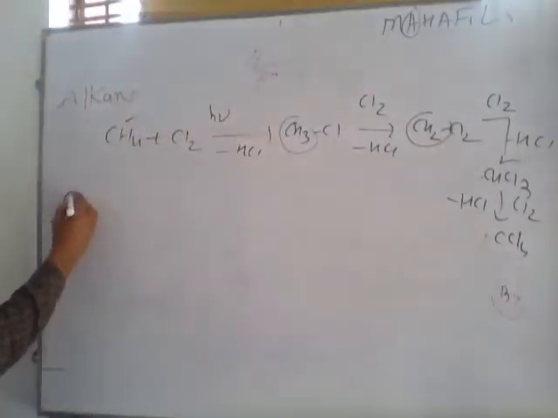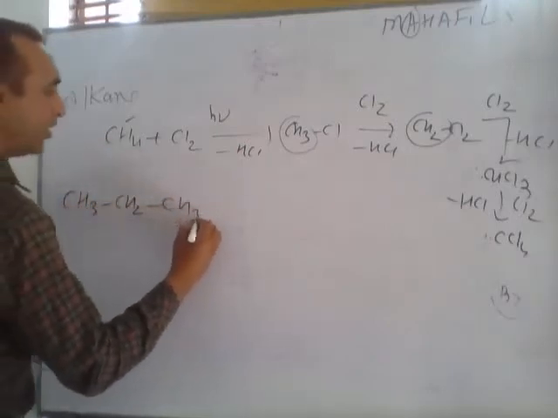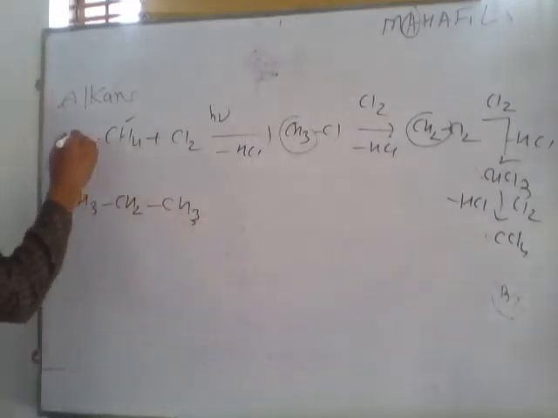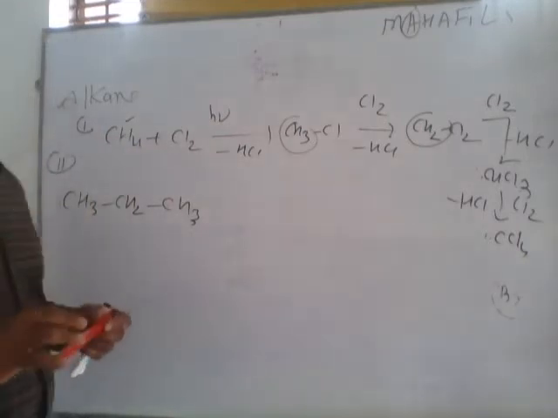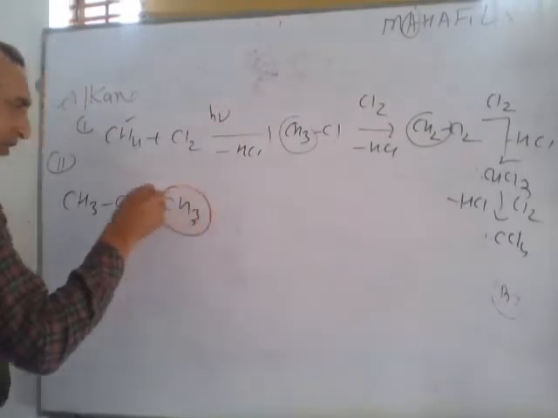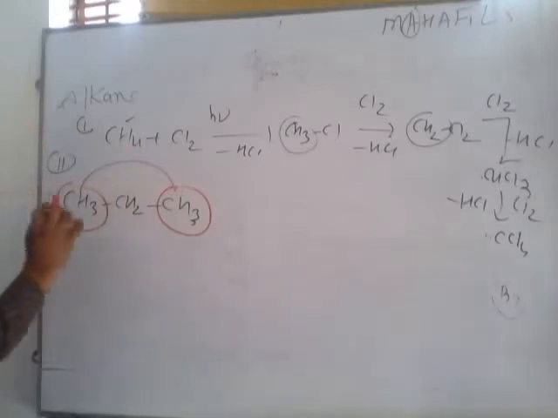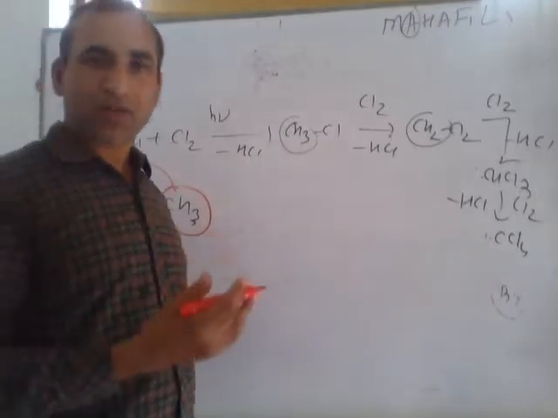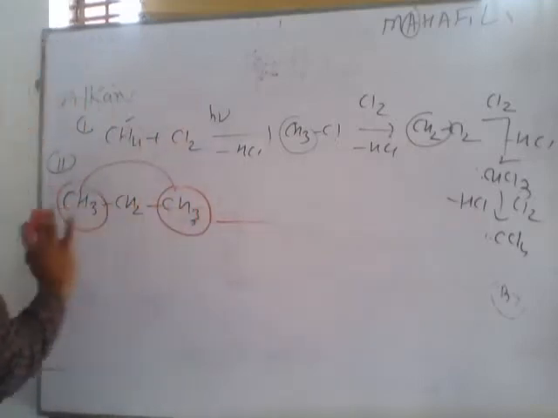If we use a larger alkane, CH3, CH2, CH3, its name is propane. This is alkane, propane. In propane, how many sets of equivalent hydrogen atoms are there? Equivalent means identical hydrogen. These CH3 and these CH3 form the same set of equivalent hydrogen, and this is different. So according to the number of sets of equivalent hydrogens, products form as the number of different sets.